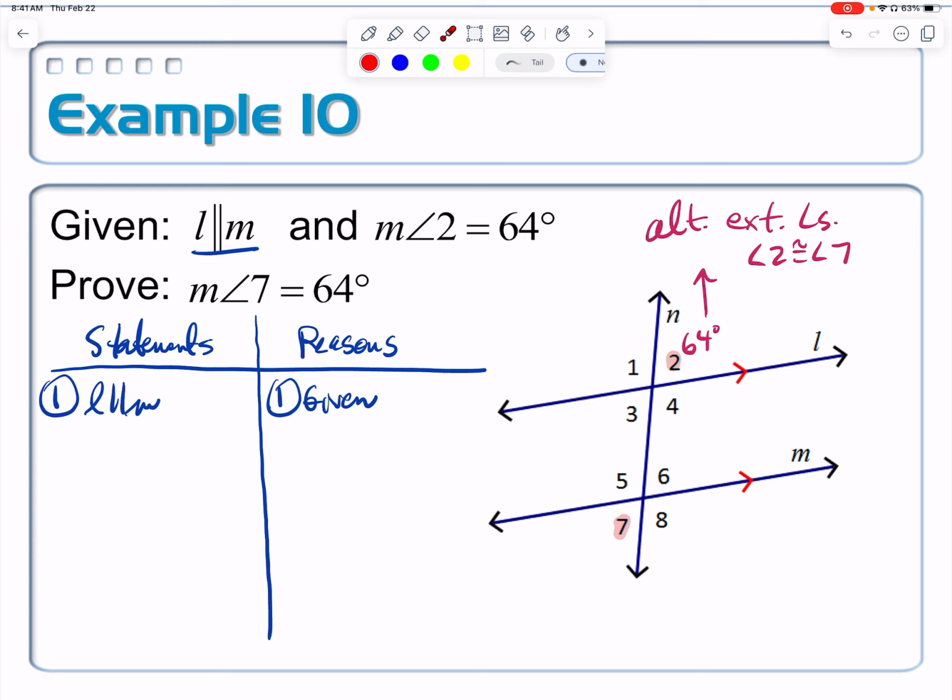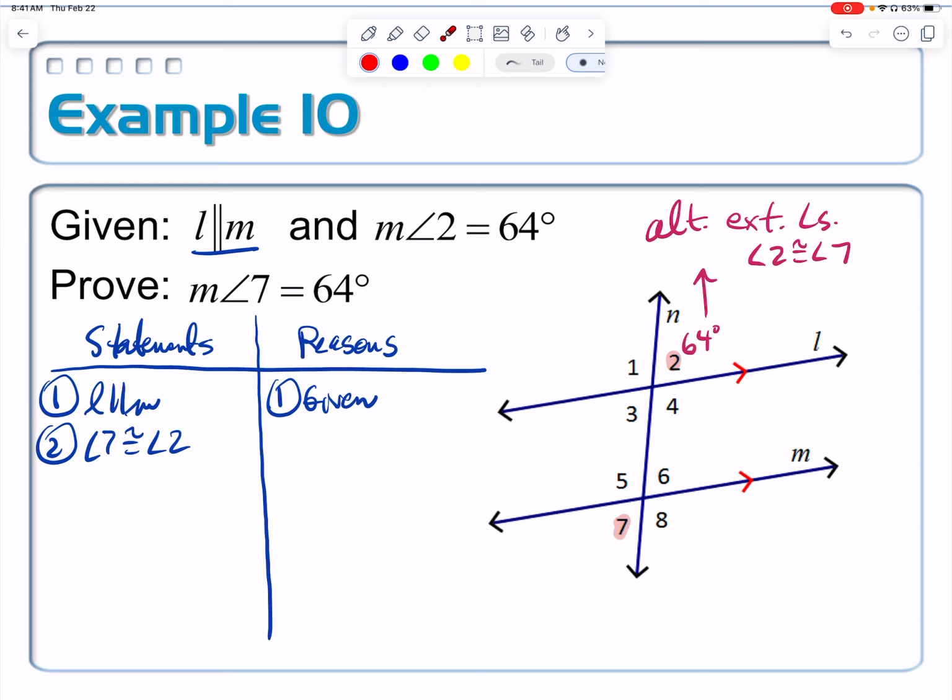Now, when I write this, I can either write angle 2 is congruent to angle 7, or I can write angle 7 is congruent to angle 2. It doesn't really matter which one I pick. However, I'm going to write it as 7 is congruent to 2. The reason why is because my proof statement here has the measure of angle 7 on the left-hand side. And I can save myself an extra step of flipping that equation over using the symmetric property if I think ahead and put the 7 on the left-hand side from the beginning.